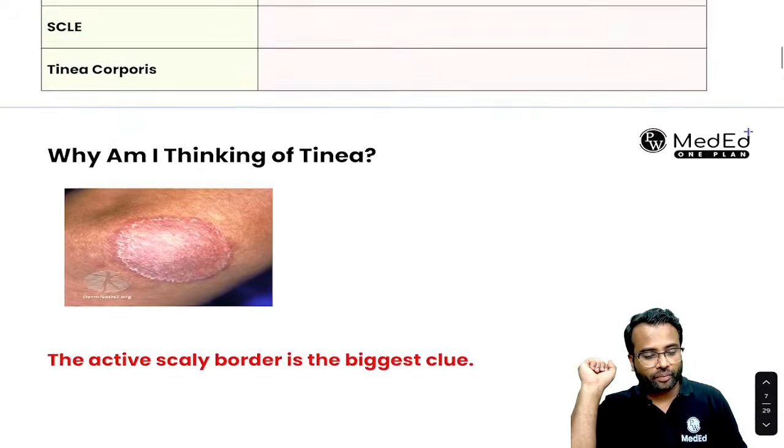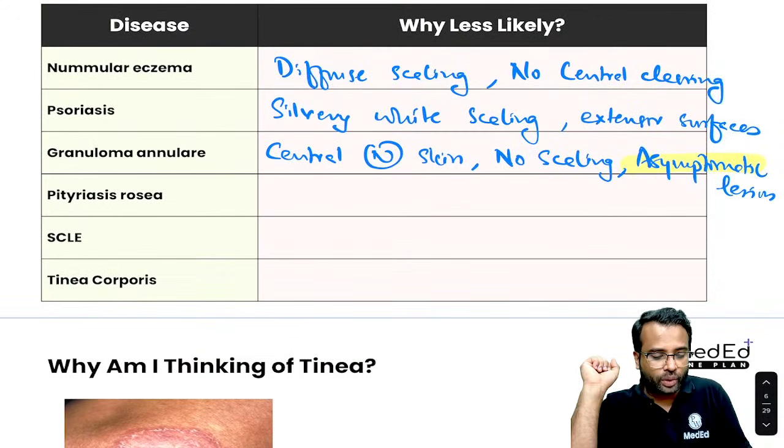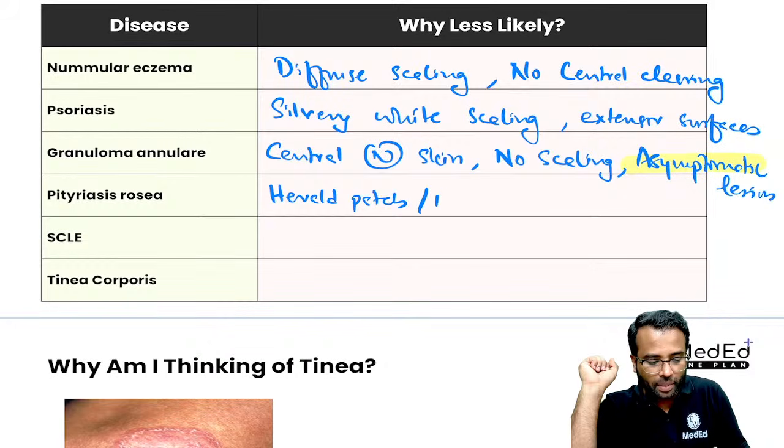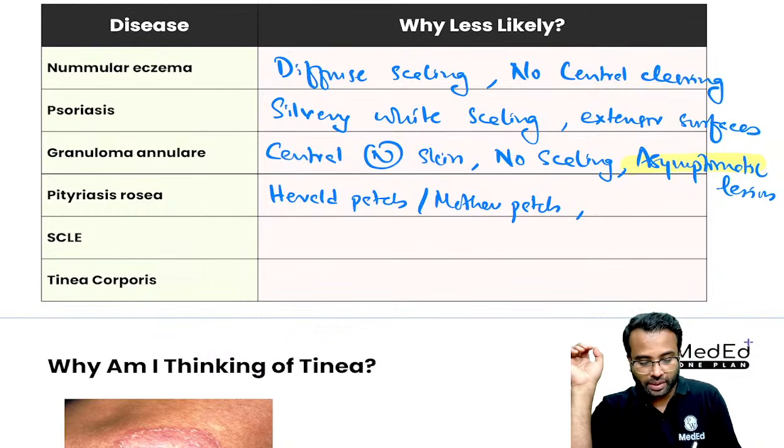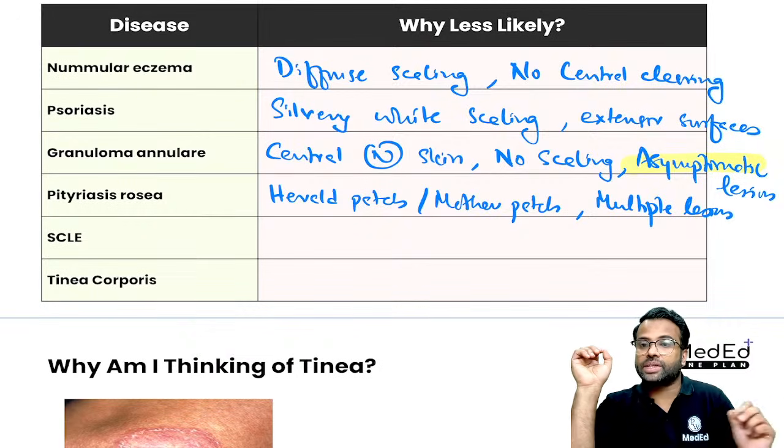So here in pityriasis rosea, you can see a herald patch or a mother patch, and multiple lesions can be seen.